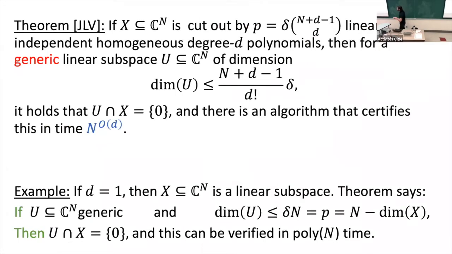For example, if d equals 1, then x is cut out by linear forms. It's just a linear subspace, and the theorem reduces to something trivial. If you take a generic subspace of dimension no greater than the codimension of your linear subspace x, then it trivially intersects x, and this can be verified in polynomial time.